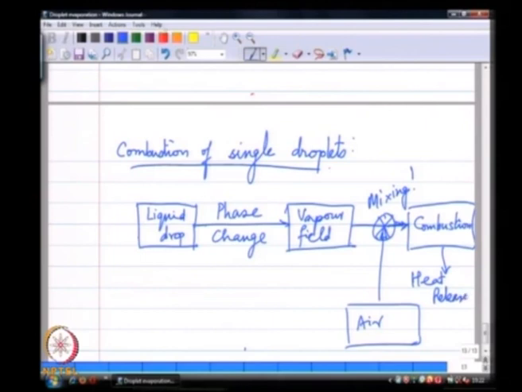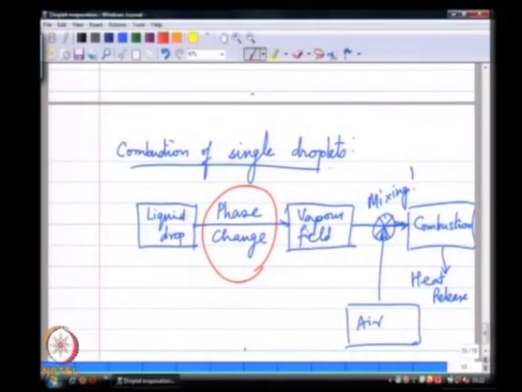Up until now, we looked at this physical process. Now, this physical process is significantly enhanced if I am in the presence of a warm temperature field. So, for example, if I am spraying kerosene into a flame, the flame has already created a high temperature field around these liquid droplets, and that high temperature field is going to accelerate this process.